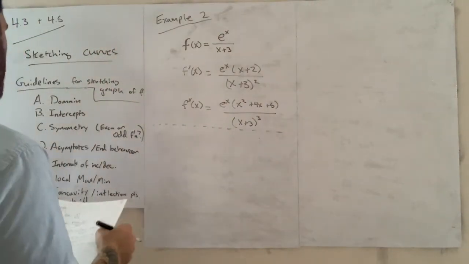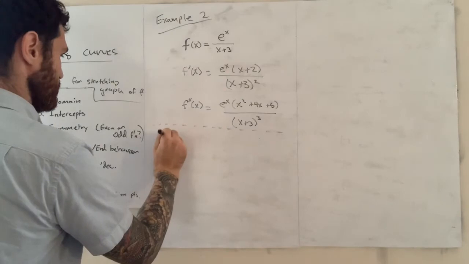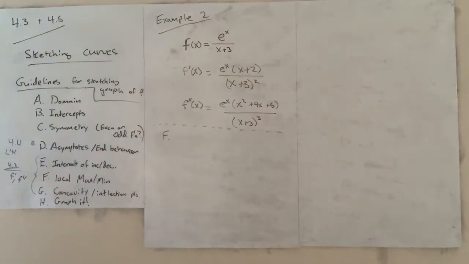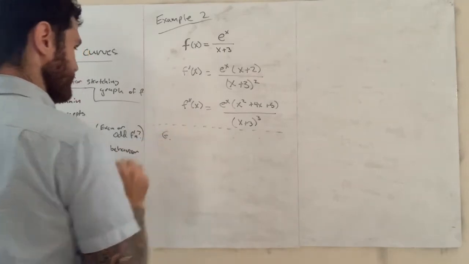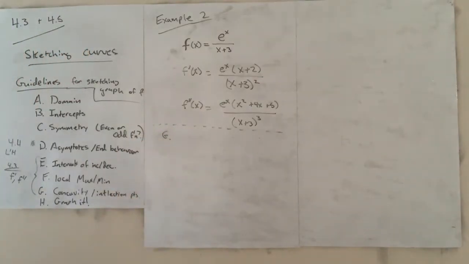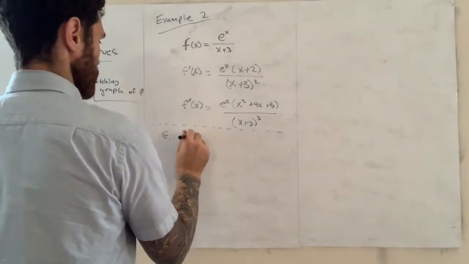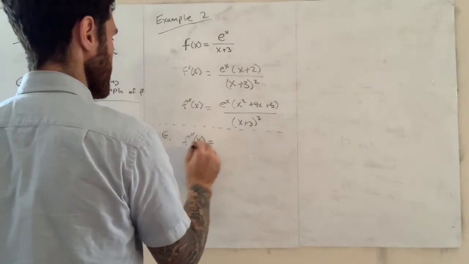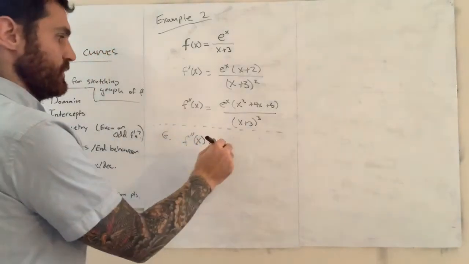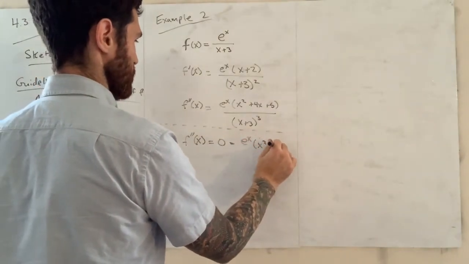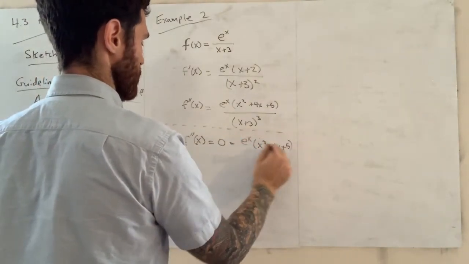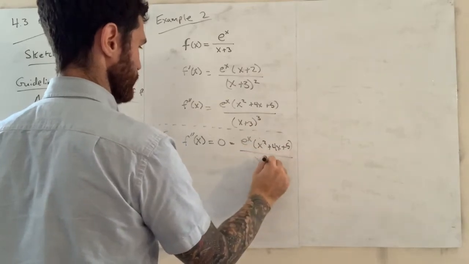All right, so inflection points, f. Inflection points, we just answered f. So G, inflection points in concavity. That's going to be when your second derivative is equal to 0, or when this expression is equal to 0.